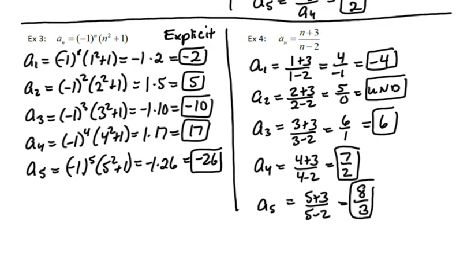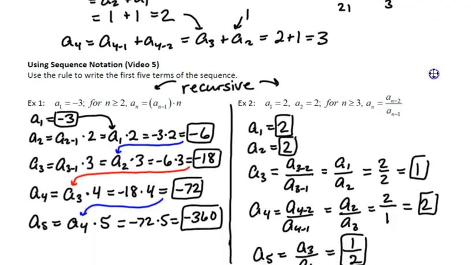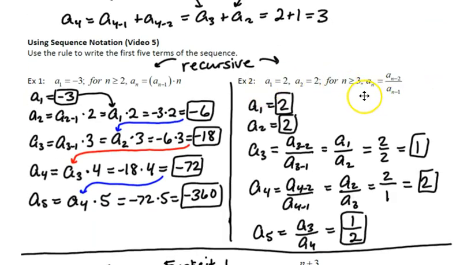Now what's the big difference between explicit and recursive? If I wanted to find the 100th term here, I would have to say a sub 100 is equal to a sub 98 over a sub 99. I would have to know terms number 98 and 99 in order to find term number 100. That means I would have to find all of the terms one at a time, going all the way up to 100 in order to use this rule. So a computer could do that really quickly. You could program a computer to just keep churning through this rule over and over.